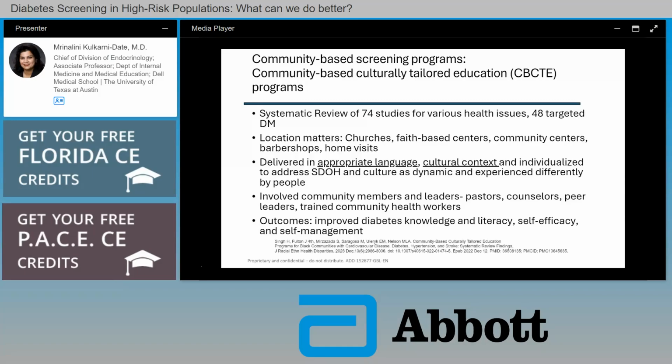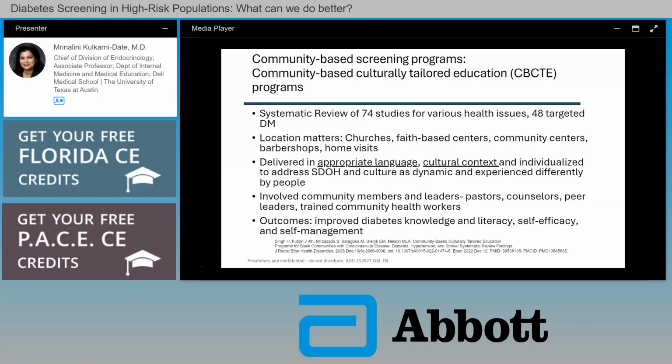There have been several studies about engaging the Black community, specifically the Black male community at barbershops. You may be familiar with this one or have at least heard of it, and also home visits. And these programs must be delivered in appropriate language and cultural context, and individualized to address social determinants of health and culture. And understanding that this is a dynamic that's experienced differently by different people, being aware of that. So it's not a one-size-fits-all solution. And these have all involved community members and leaders.